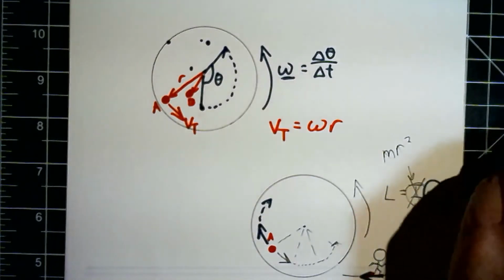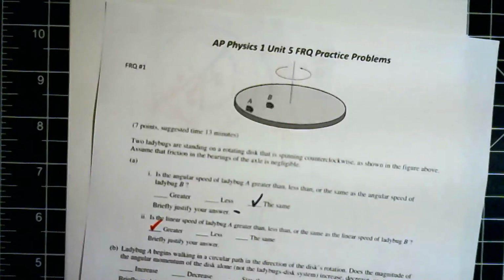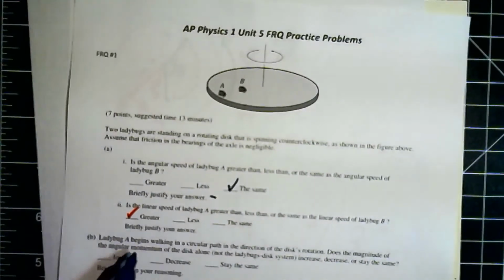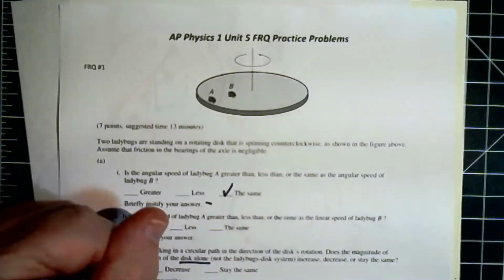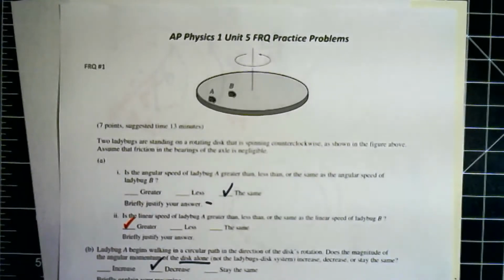And so that means that the angular momentum of the disk alone will decrease. Now, did it say, will the angular momentum of the system increase, decrease, stay the same? Well, the angular momentum of the system would stay the same. But for the disk, it goes down.